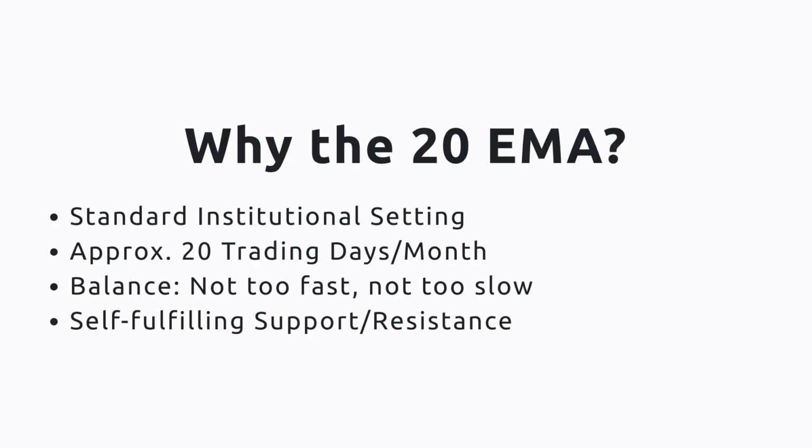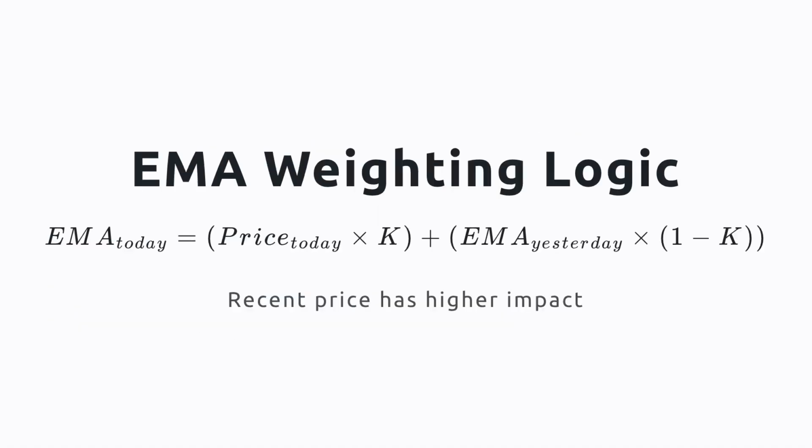Why the number 20? It isn't mystical. It is simply a standard institutional setting representing roughly a month of trading on a daily chart. Because institutions watch it, the price respects it, creating a self-fulfilling prophecy of support and resistance. Unlike a simple moving average, the EMA places more weight on recent data. This reduces lag and makes the line more responsive to sudden price shocks. It tells you the fair value of the market right now, not last week.